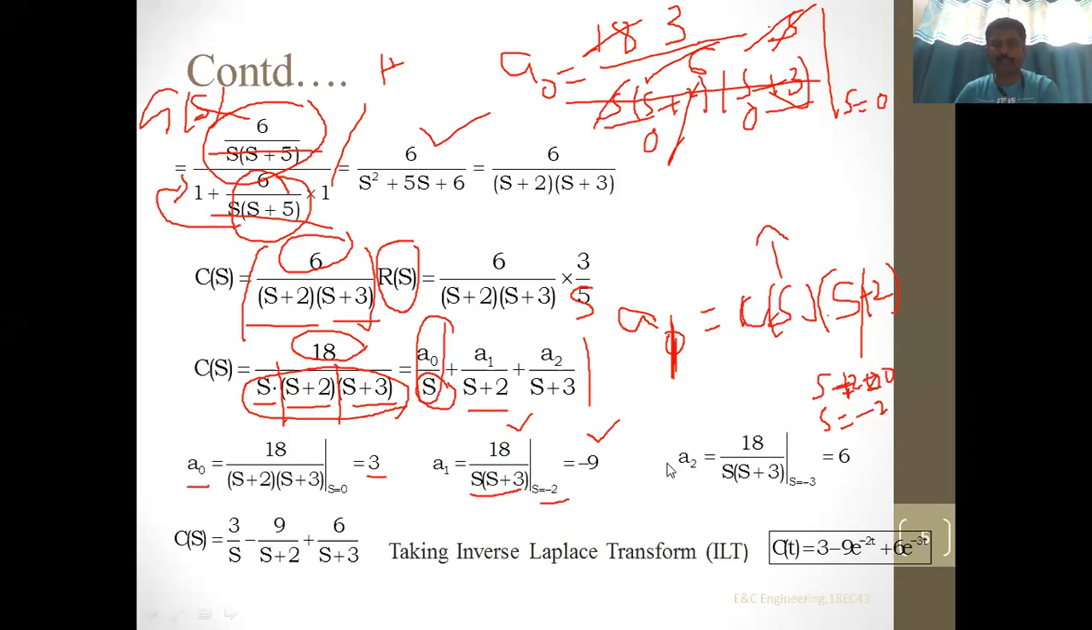Similarly, how do I evaluate A2? Now, how about A2? Now, A2 is equal to 18 divided by S into S plus 3.